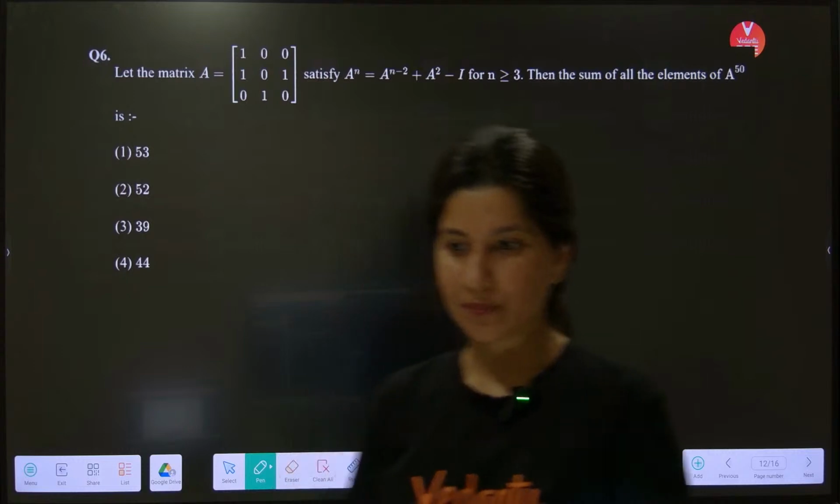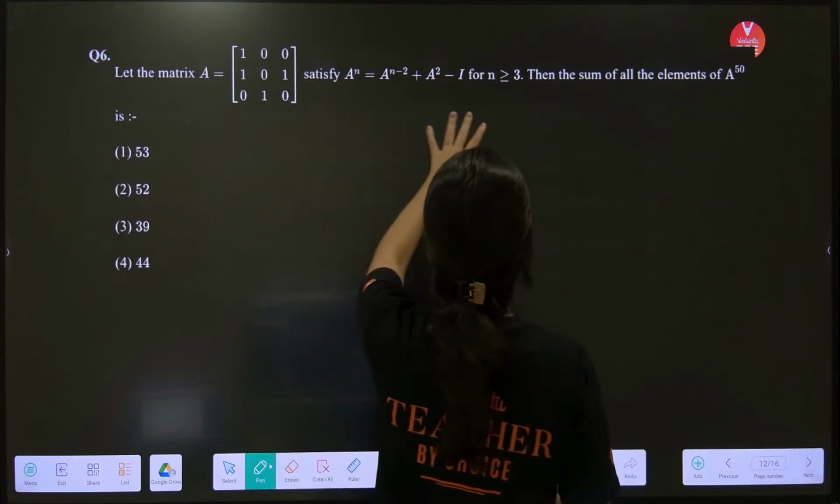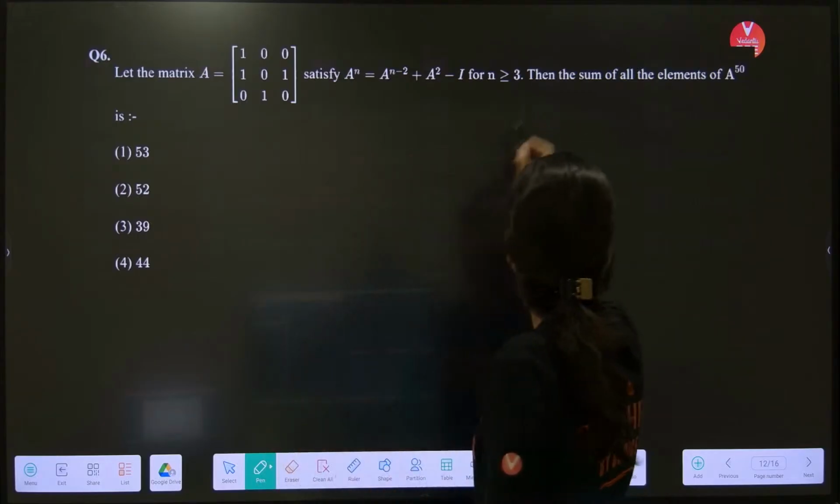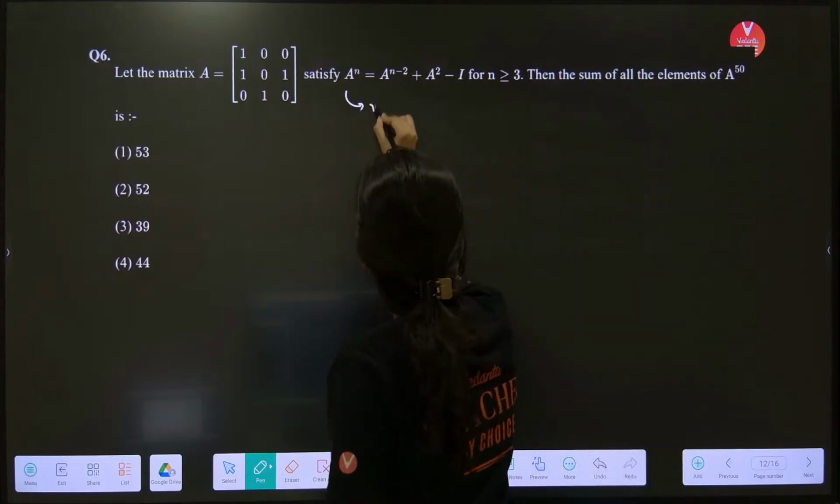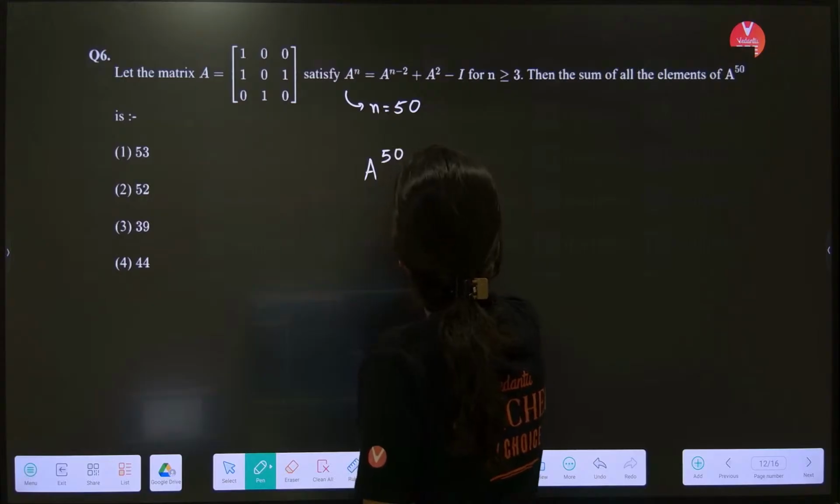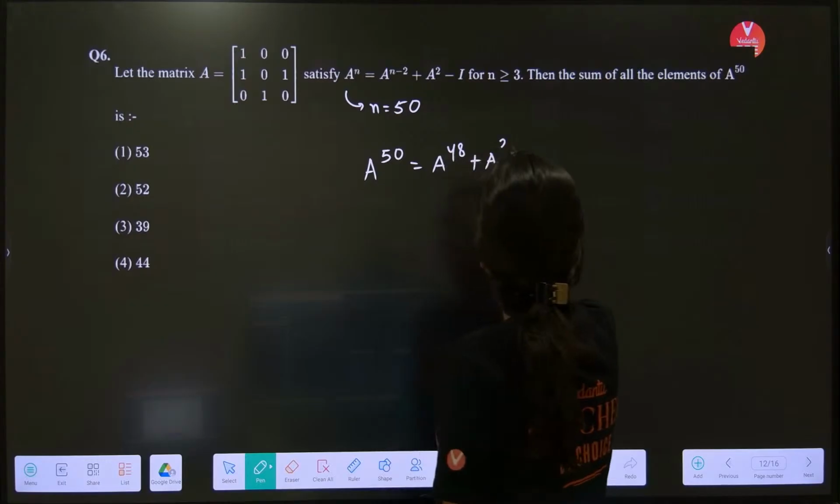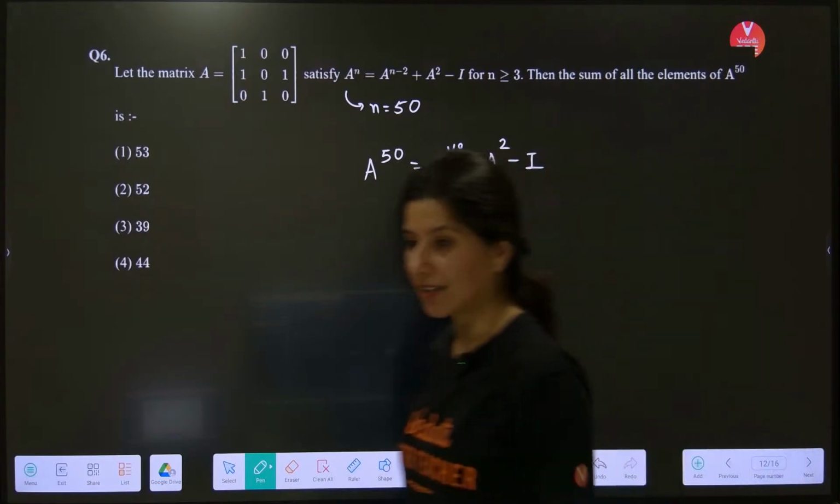Okay. All right. A matrix is given which satisfies this equation for n greater than... A power 50 is what they are looking for. Sum of all elements in A power 50. So put n is equal to 50 over here. So A power 50 is equal to A power 48 plus A square minus I. Correct or not?